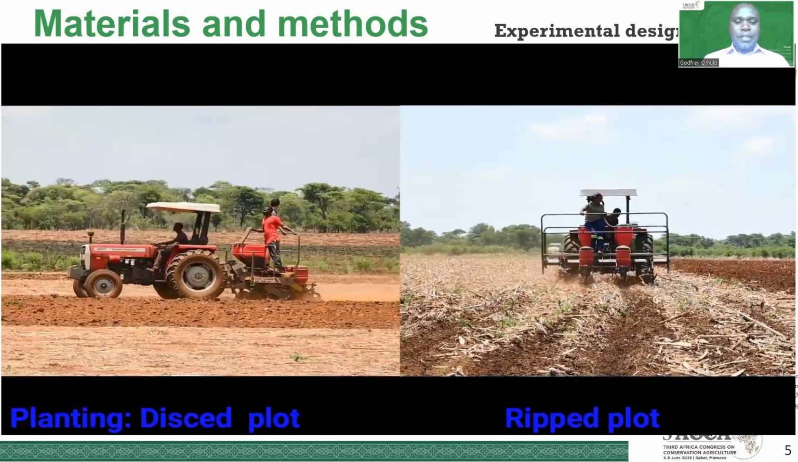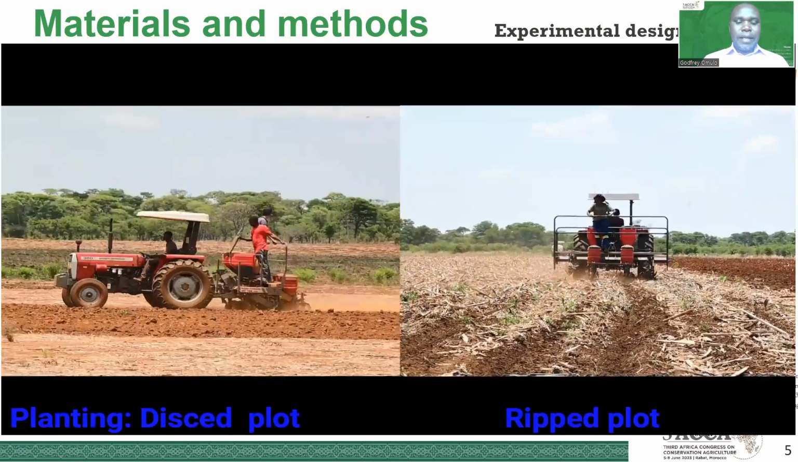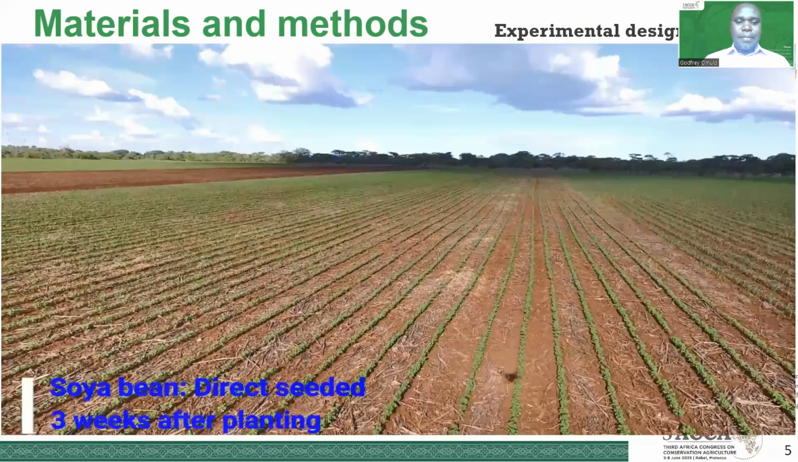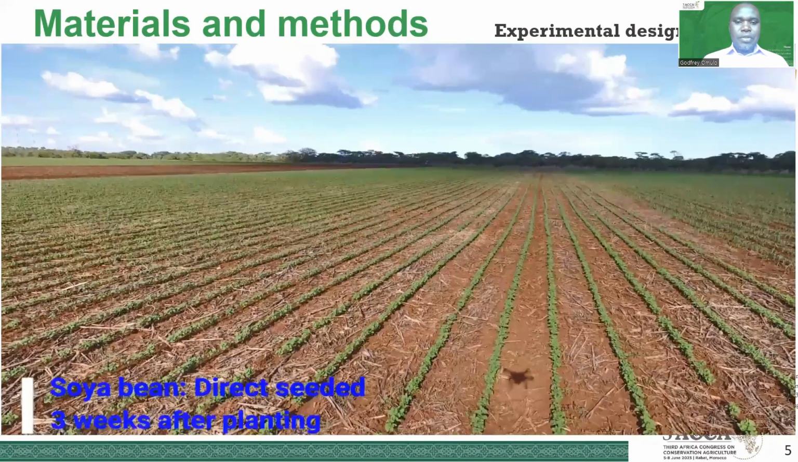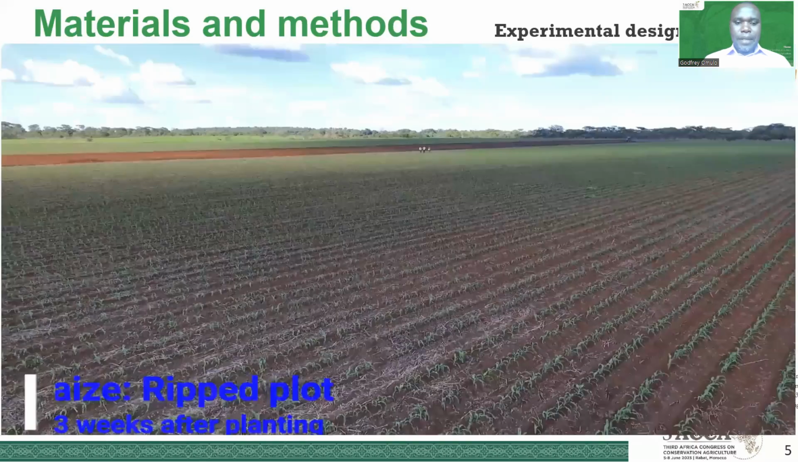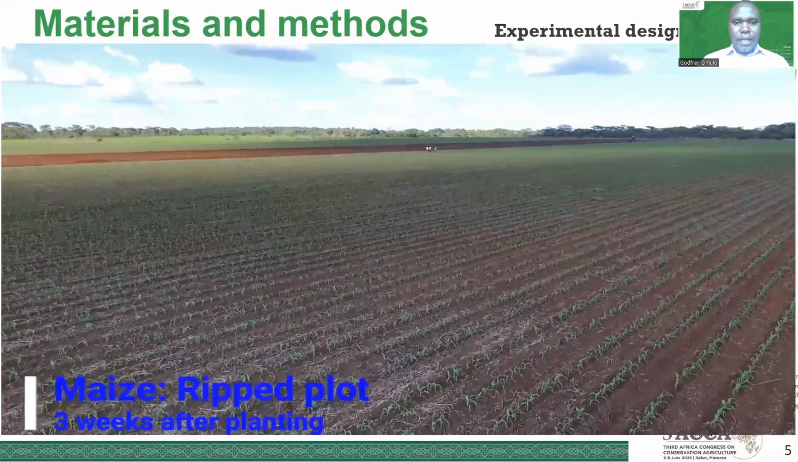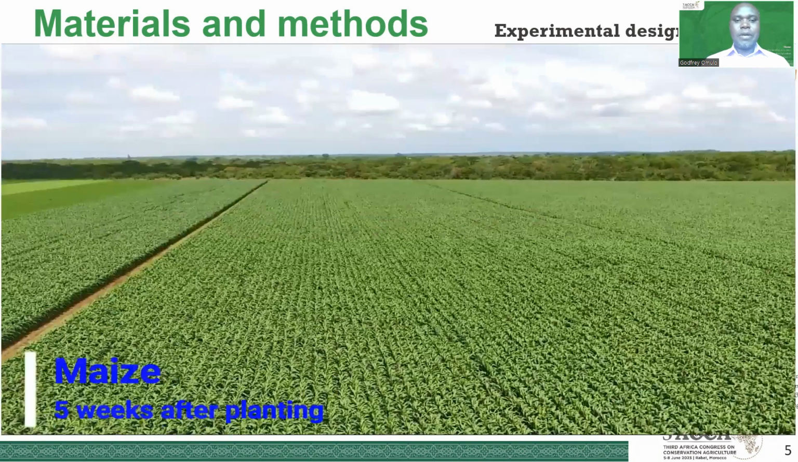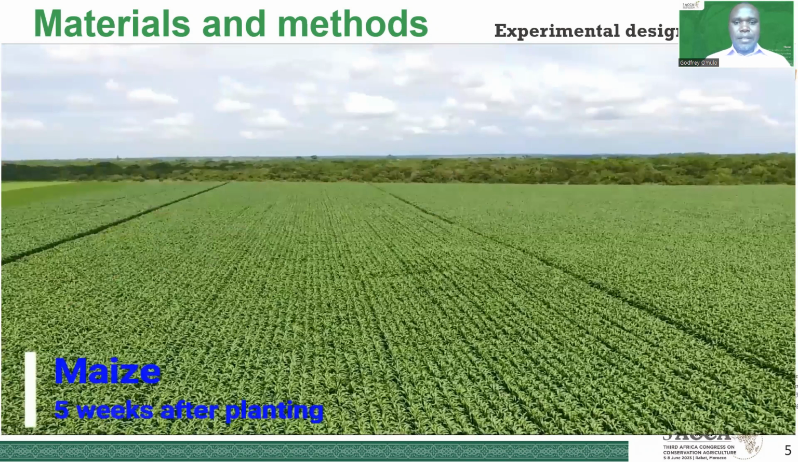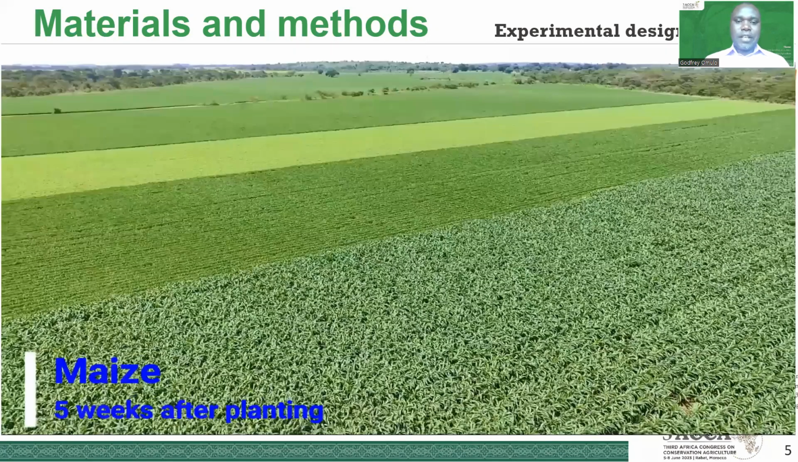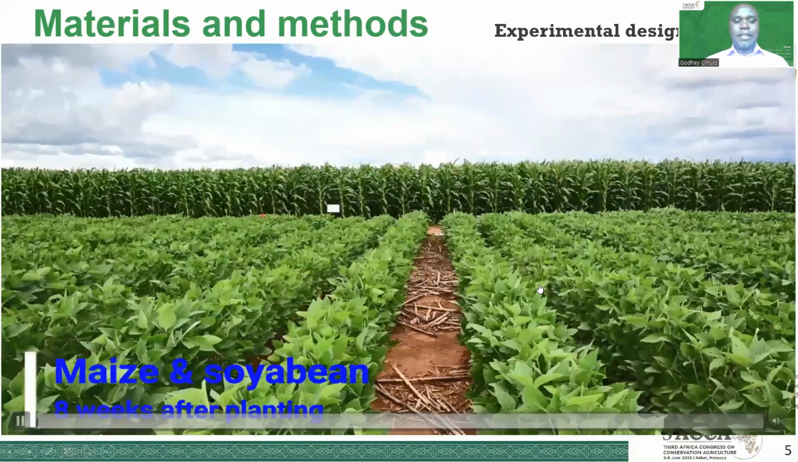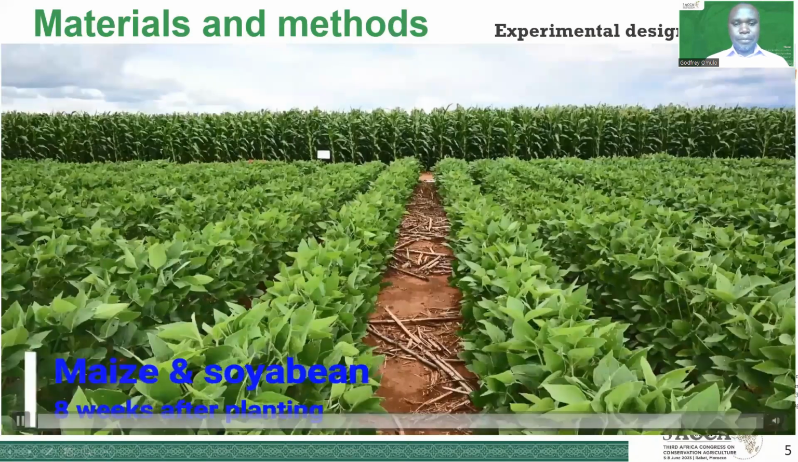Now, all the operations from land preparation, planting, fertilizer application, weed control were done by using locally acquired implements mounted on a 60 horsepower tractor. So this was crucial because this is the size of a tractor that is common among the medium-scale farmers or the emergent farmers within the locality.